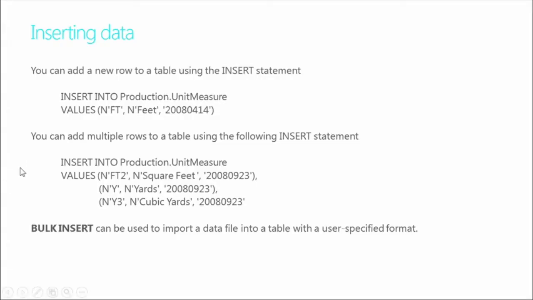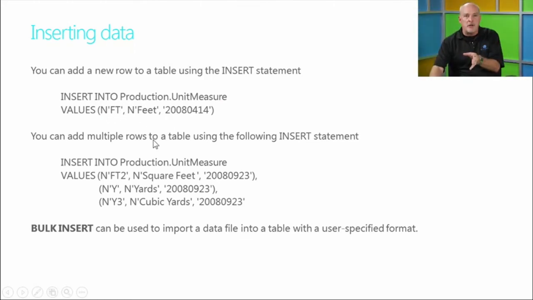So in order to add data, we can use the insert statement. We do an insert into, and then we supply the table name in the schema. Now notice I'm not supplying any columns. If I understand the columns that are in there, I don't need to put the column names in. So I'm going to say insert into production.unitMeasure. The value of the first field is going to be FT, the second field is going to be feet, and the third field is going to be a date.